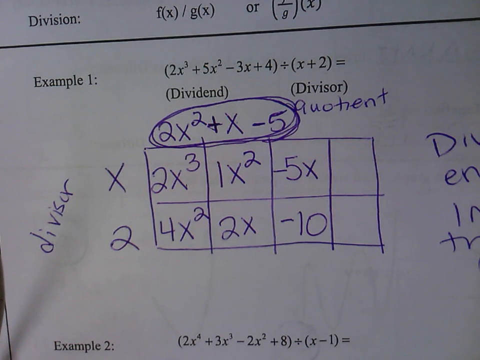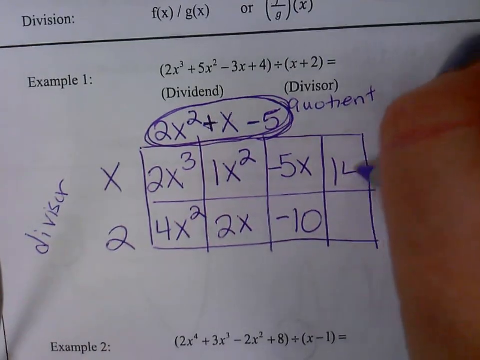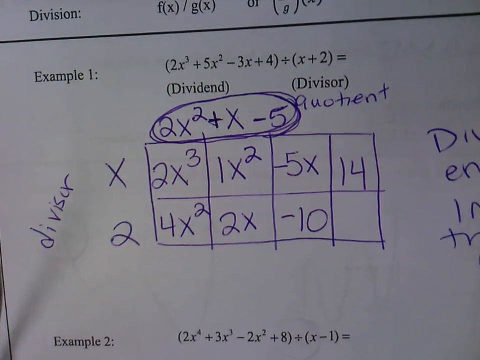14. How do I know it's the remainder and not the next term? Well, can I go past a constant? So if I try to do something here, what would multiply by x to give me 14? I can't do it, right? Because I'll end up with 14 x's. So your remainder is 14. Once you get to the end of your trinomial, you can't go past a constant. So your remainder is 14.